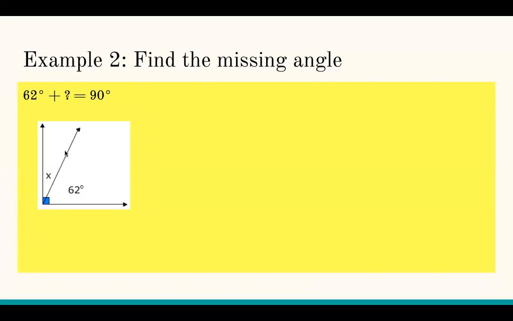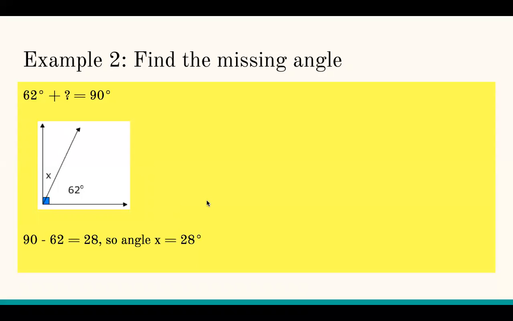So we know that our first angle is 62 degrees. We also know that the total is 90 degrees. We want to find what this missing angle equals. So in order to do that, do the inverse of addition. Subtract 90 minus 62, and you'll be left with what the unknown angle is. So pause the video, try that now, and find 90 minus 62.